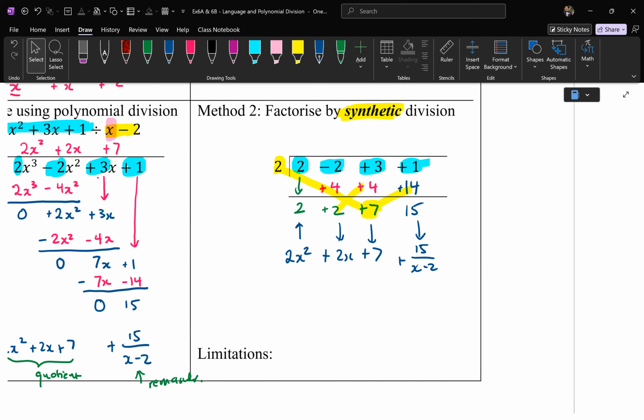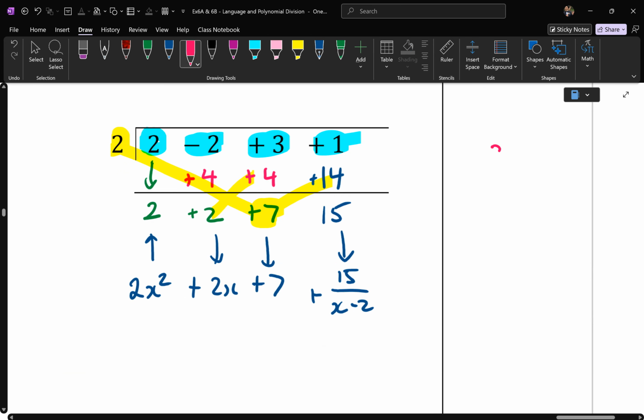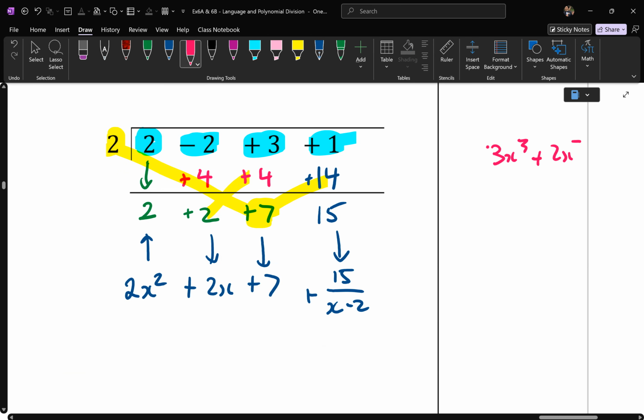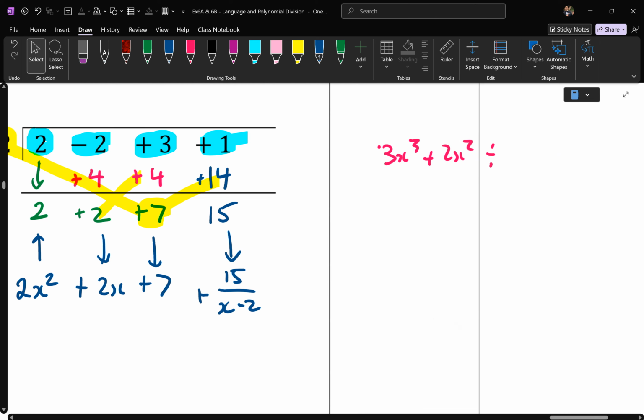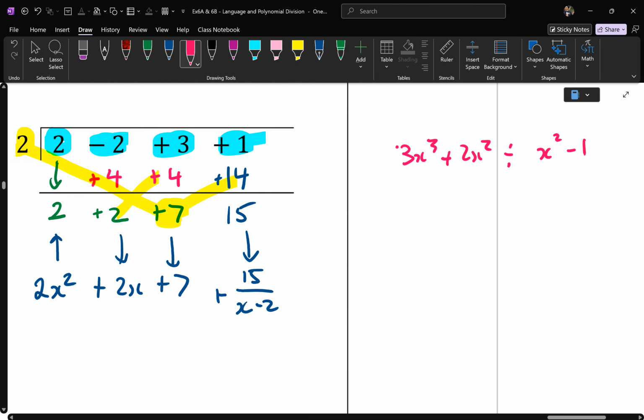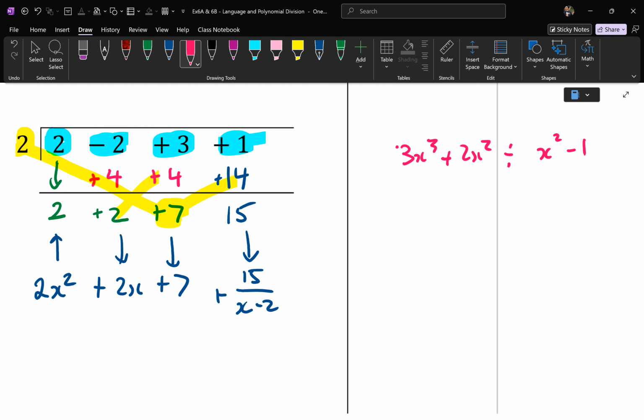What's the limitation is that if I gave you instead, let's say a 3x cubed plus 2x squared, and I said divided by, instead of a linear, what if I said divided by x squared minus 1? So you can't do that now. If you want to use synthetic division, it won't work. This is the problem. Even though I know the answer is going to have to end up being a linear, because you're taking a cubic and you're dividing by a quadratic. Cubic divided by quadratic should give me a linear. Your synthetic division can't do that, but your polynomial division can.